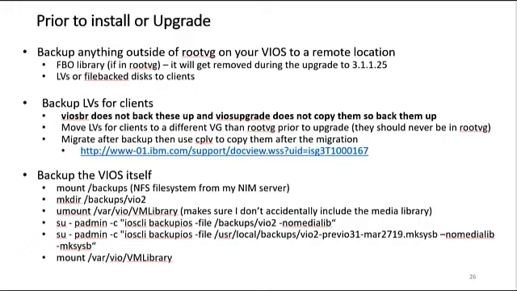If you are using logical volumes for clients, the viosbr command does not back them up, and the viosupgrade command does not copy them. So you need to make sure that you back those up. They should not be in root-vg anyway, but if they are in root-vg, you need to move them to a different volume group. There are a number of ways that you can do that. There's a link here that talks about how to migrate them and how to use copylv to copy them after the migration. And obviously you want to back up the VIO itself.